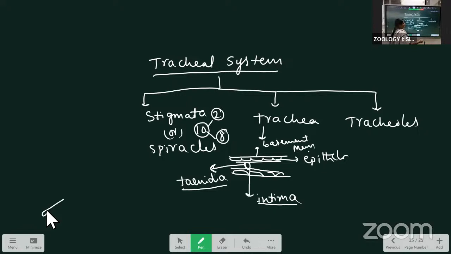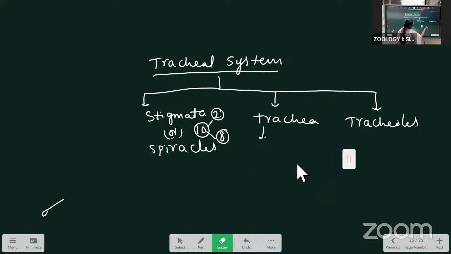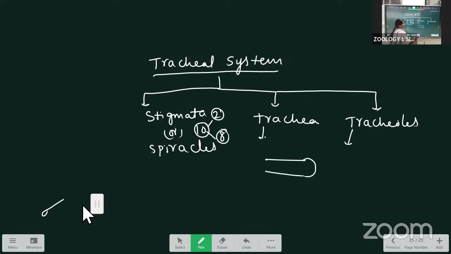Next, for example, this one is the trachea. The trachea ends with a terminal cell, which we call the tracheolar cells. Tracheolar cells are present where the trachea ends. That terminal cell we call the tracheal cell. From the tracheal cells, a number of branches arise.